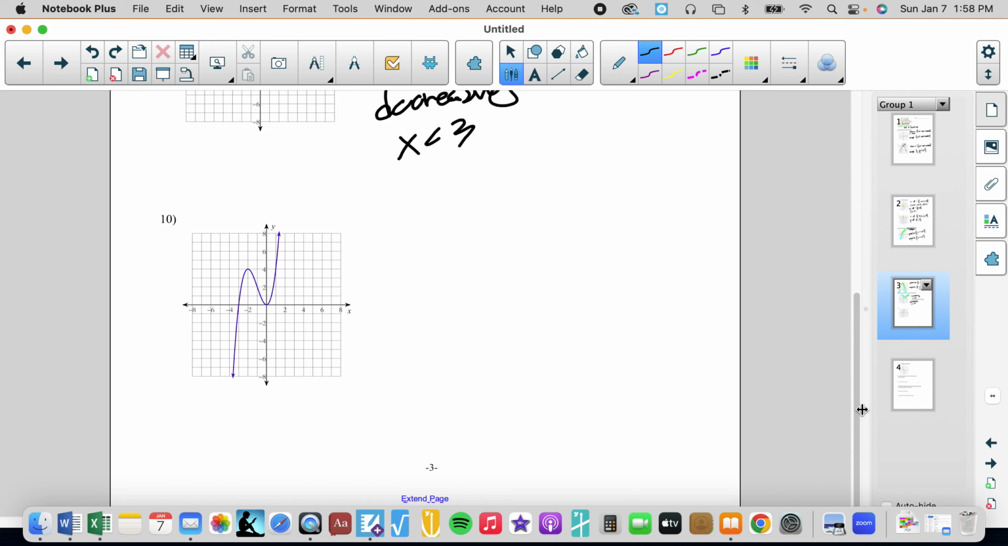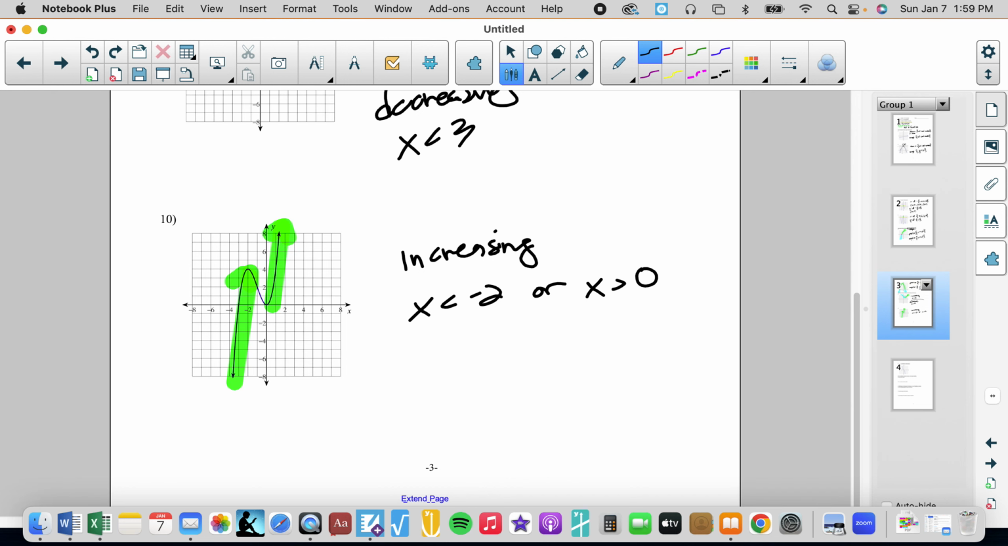So let's go over increasing. When is it increasing, left to right? So when we go left to right, when is it increasing? Well, it's increasing left to right here, and it's increasing left to right in that section. So how do I say those two uniquely? So when x is less than -2, or when x is greater than 0. So at 0, it starts increasing.